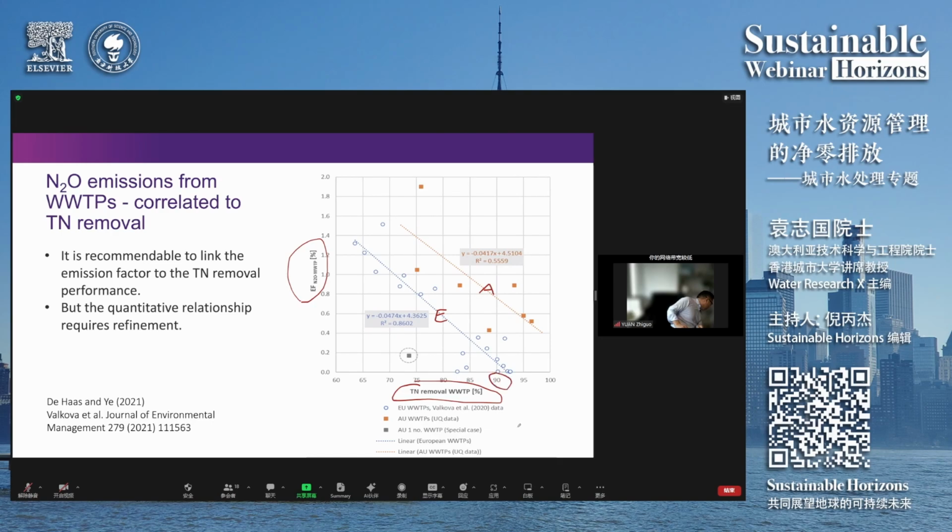And what you can see here is when you have a wastewater treatment plant that has a good nitrogen removal performance, over 80 to 90%, the N2O emission is lower. That's very good news. That means if you optimize your treatment process to achieve better TN removal, at the same time you would also be reducing N2O emission. I think that's lucky news there.